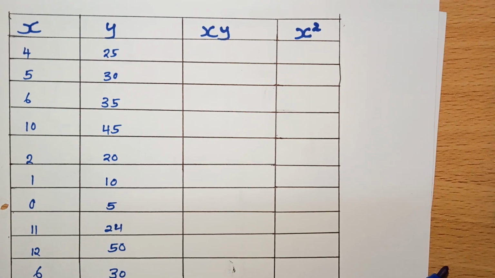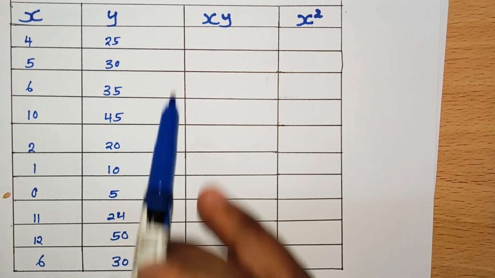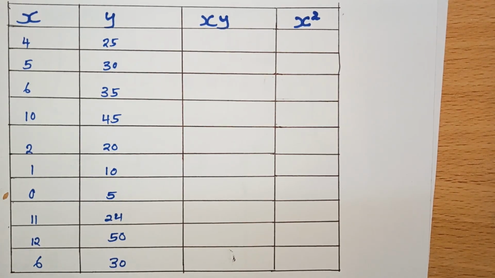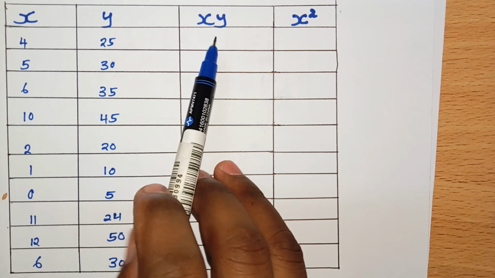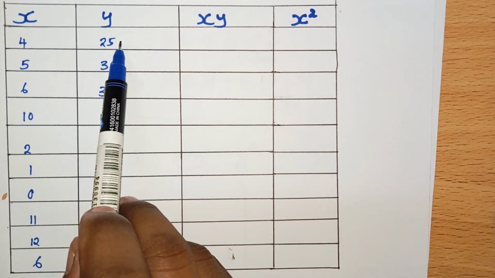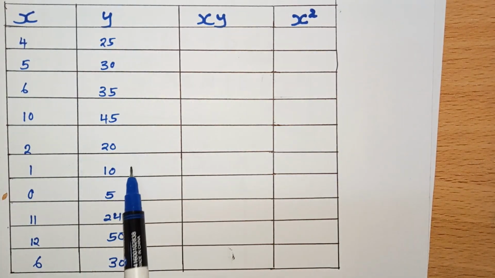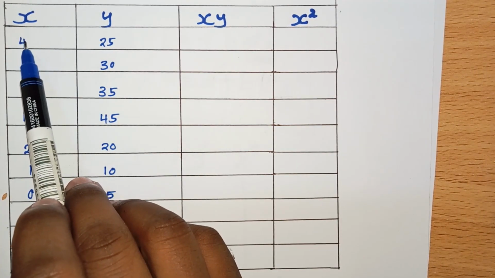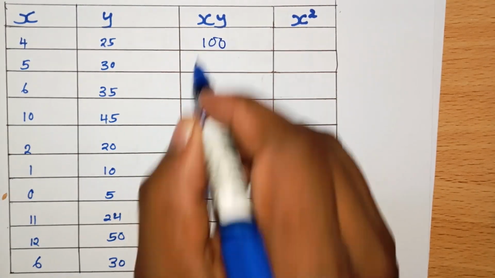So here we have the x column, the y column, xy, and then x squared. We need to fill this table. For xy, for us to find this value, we take 4 and multiply by 25, because it is x times y. So this is the x column, we multiply by the y column. Here you have 4 times 25, obviously it will give you 100.